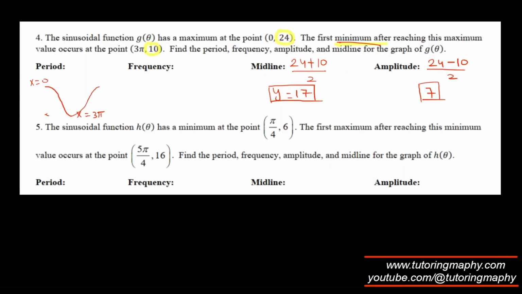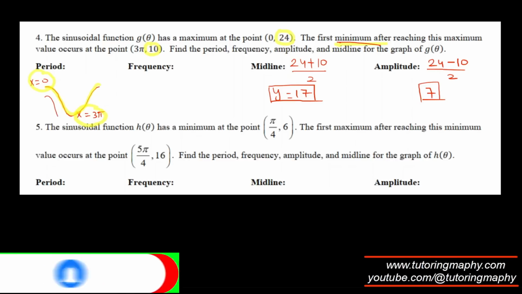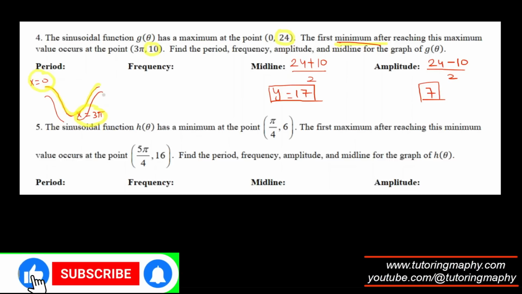So can we agree that this is half of the period? Because after all, period is like from maxima to minima, right? So maxima to minima is half period, which is 3 pi. So full period will be 6 pi, of course. Here, 3 pi from here to here and another 3 pi from here to here. So 6 pi, and the frequency is 1 over 6 pi.